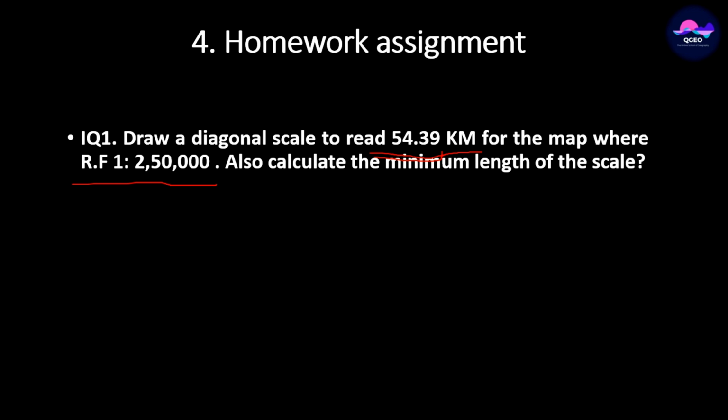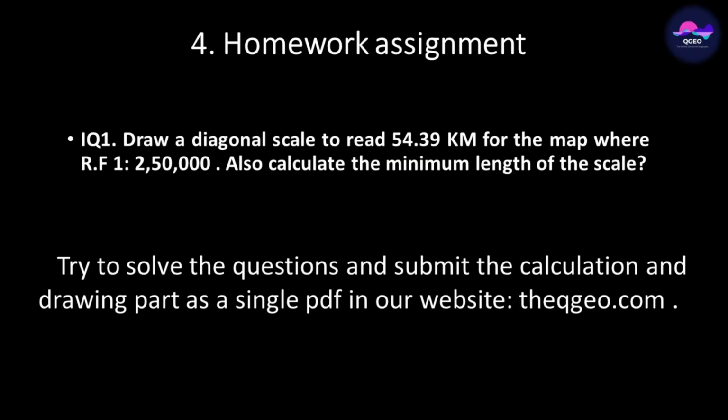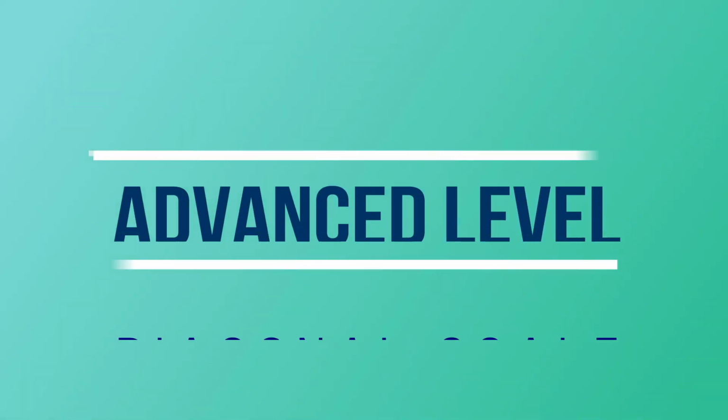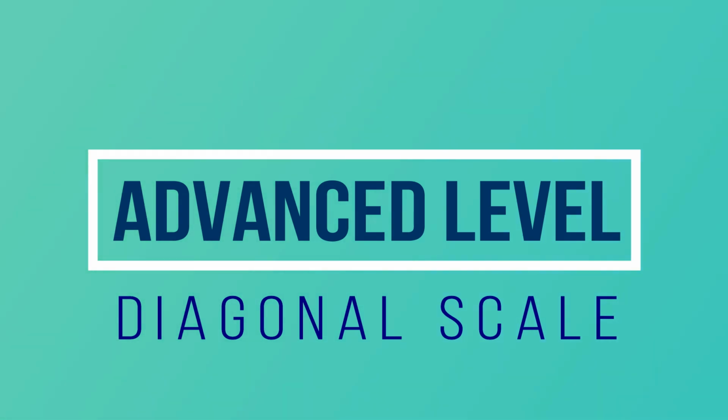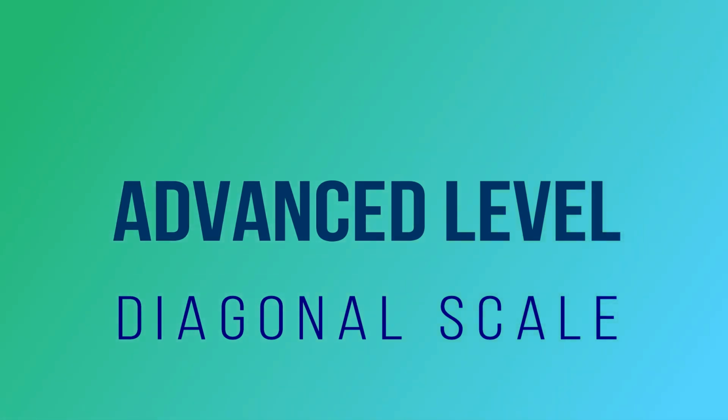Now the homework assignment, intermediate homework question: draw a diagonal scale to read 54.39 kilometer. Remember it, 54.39 kilometer for the map where RF is 1:250,000. Also calculate the minimum length of the scale. Okay, try to solve the question and submit the calculation and drawing part as a single PDF on our website theqgeo.com.